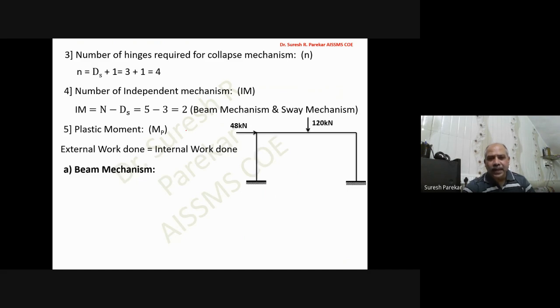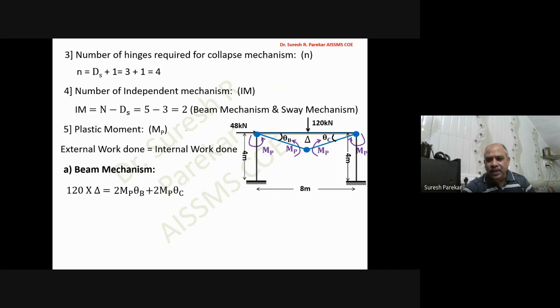Now we again have the same formula for both mechanisms. So we have the beam mechanism with 48 kilonewton and 120 kilonewton. For the beam mechanism, we take BC. So we have theta B, theta C, and delta. Now if we see the external work done, that is 120 into delta, and we have theta B, 2 mp theta B plus 2 mp theta C.